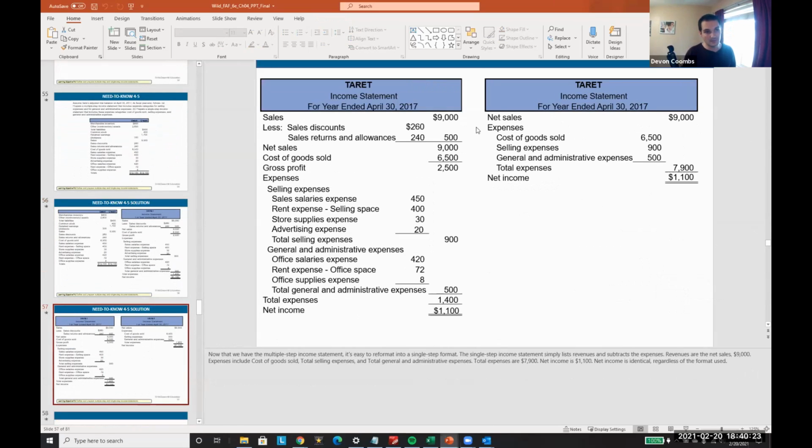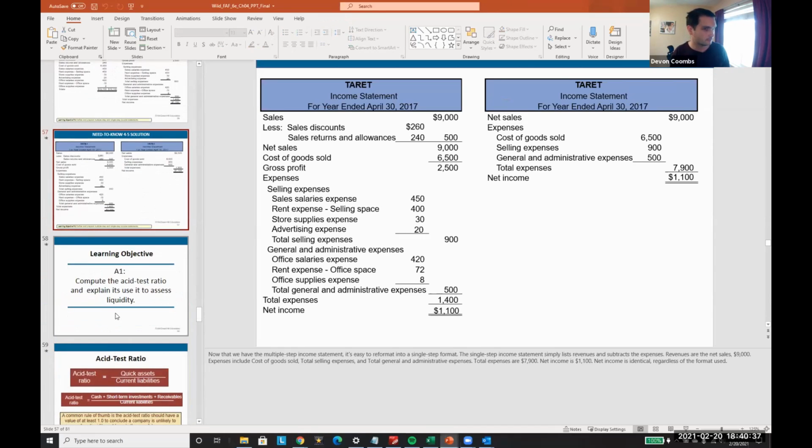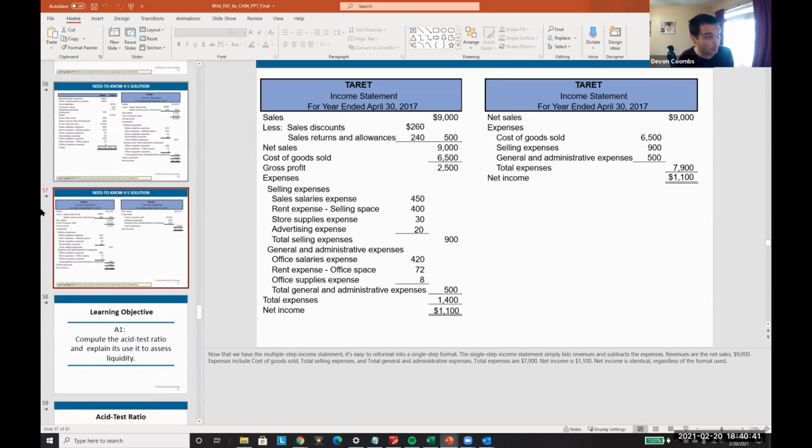The single step is much simpler. We just have the net sales minus all our expenses equals our net income. We exclude the gross profit. We exclude the gross sales. We exclude the operating and non-operating pieces. Why would you want a difference? What would you want as an investor? It's nice to have both, right? As a manager, I'd probably rather have this.